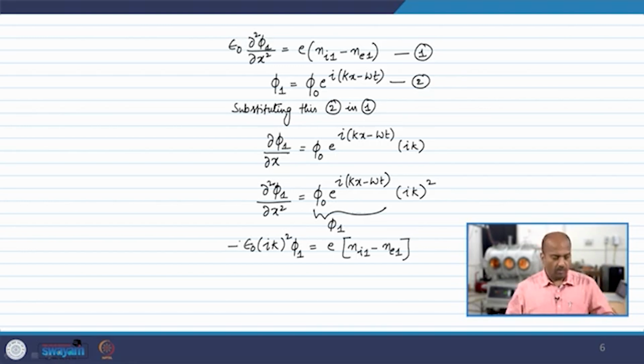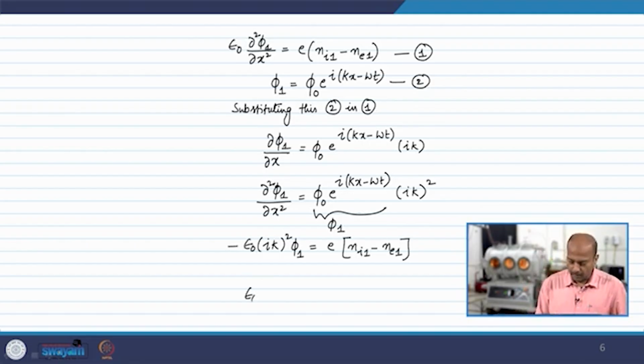Removing the iota, we can write it as epsilon naught k squared phi1 equals the charge times the perturbed number of ions minus the perturbed number of electrons.